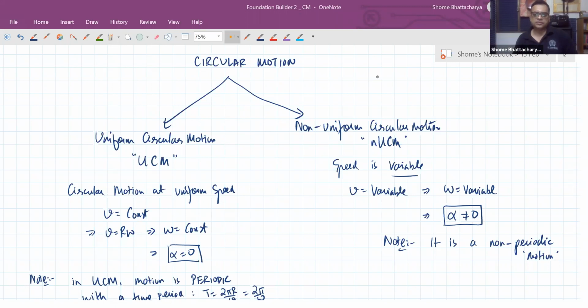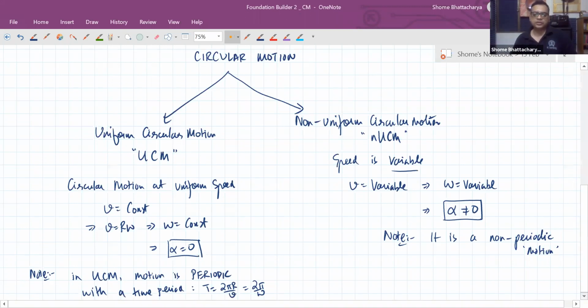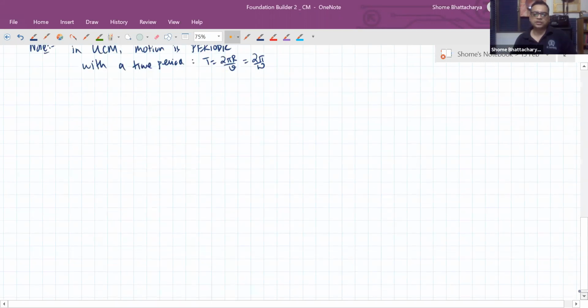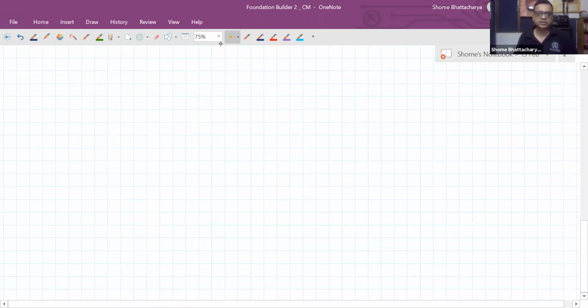If speed, as you know, is the magnitude of velocity, then if speed is constant, it is uniform circular motion. If speed is variable, it is non-uniform circular motion. Understood? Very simple. If you are going round and round in a circular path at constant speed, then you are in UCM.